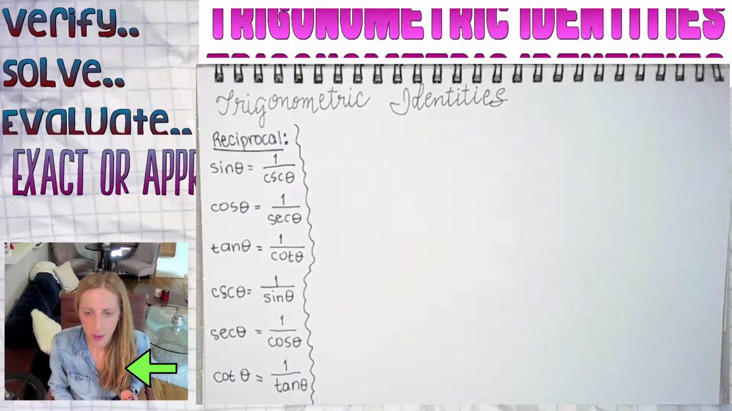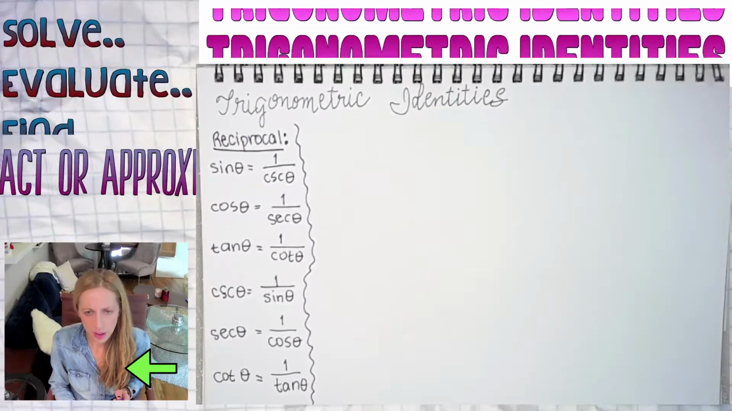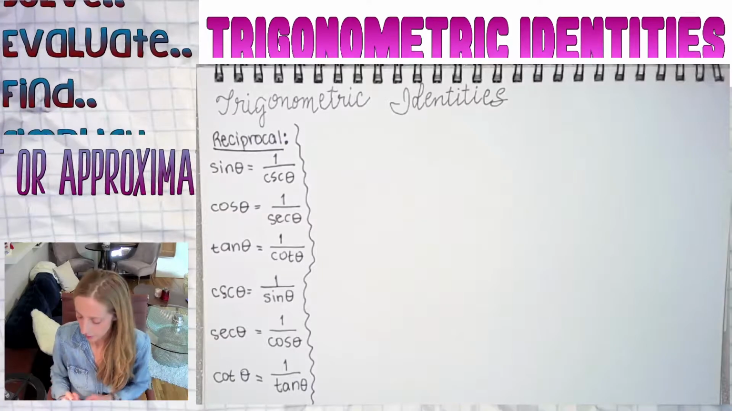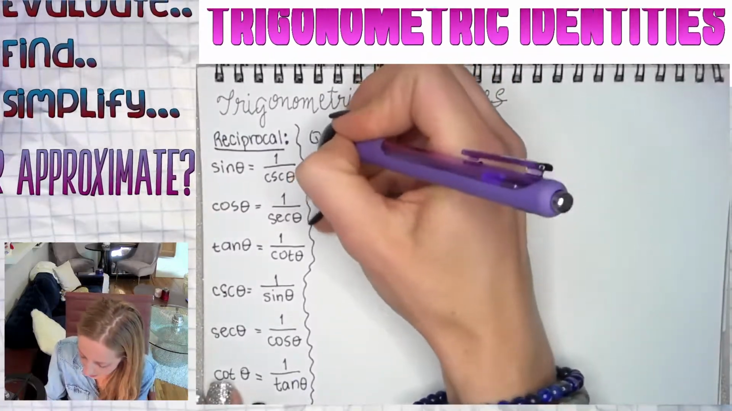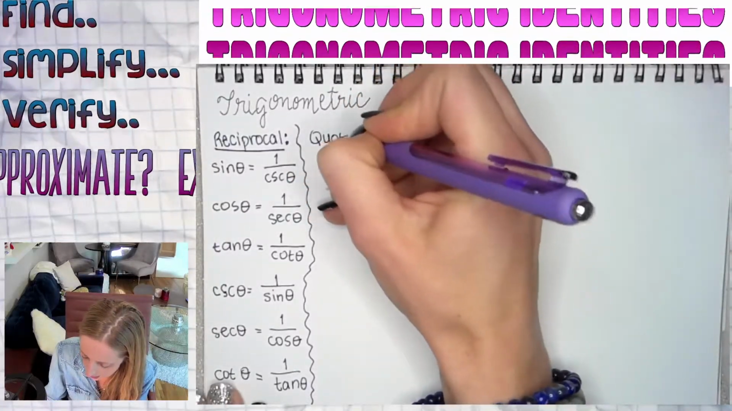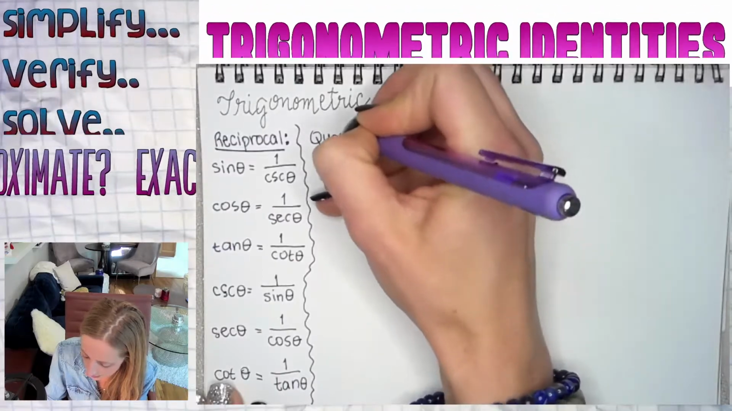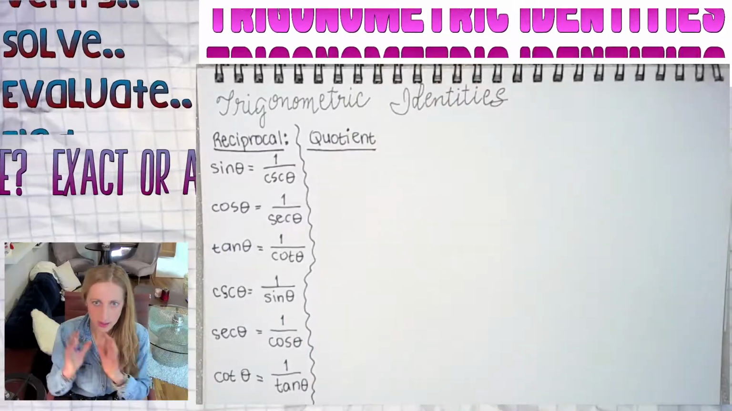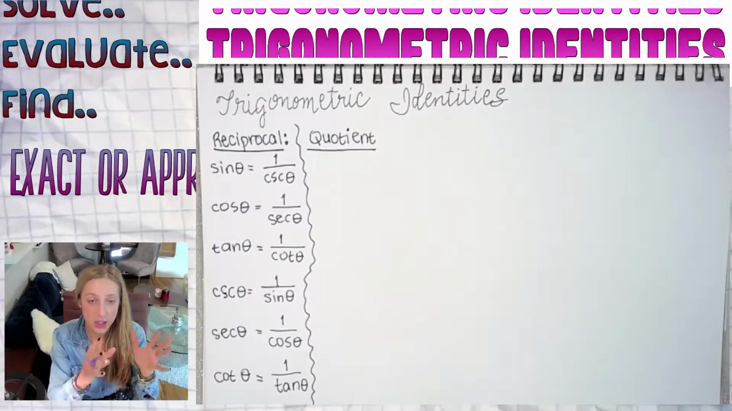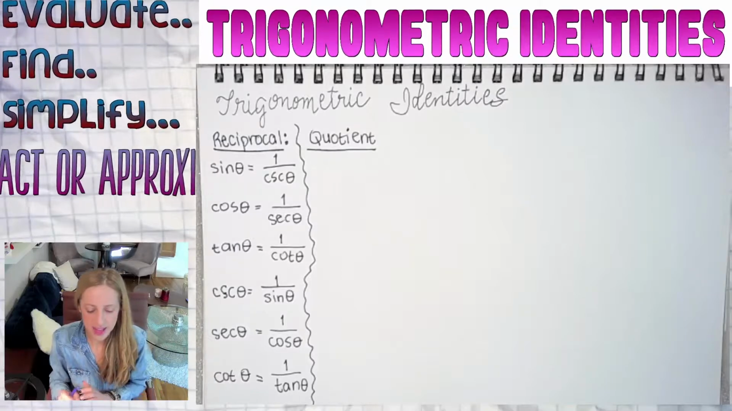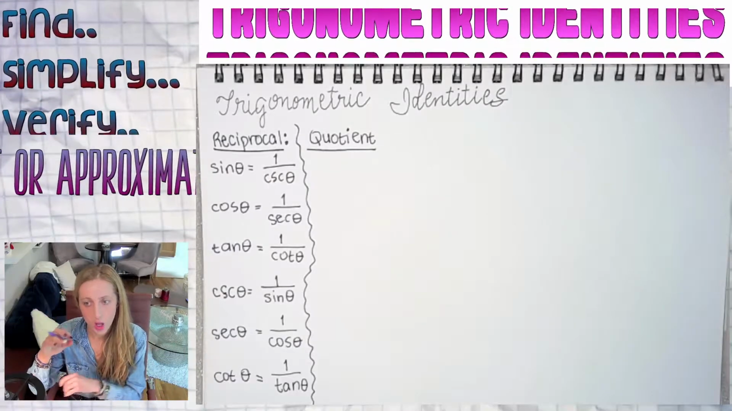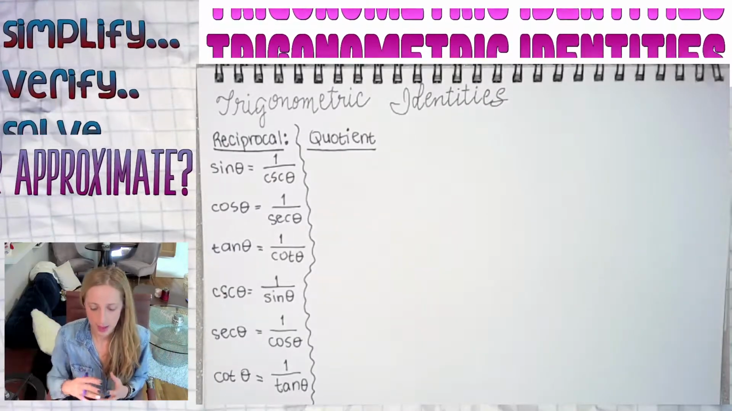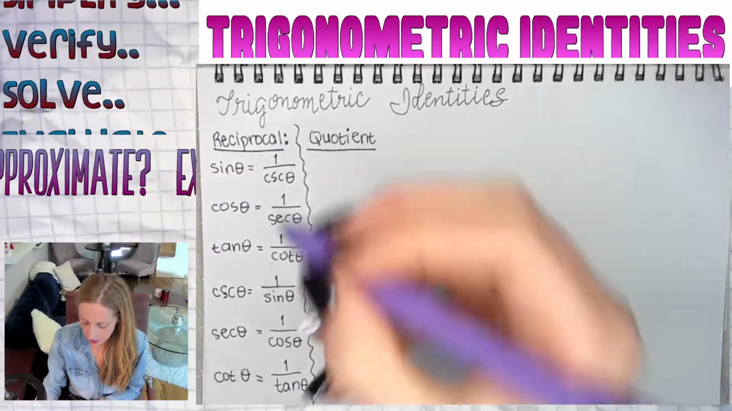Next, the next set of identities we looked at were the quotient identities. Normally we just look at sine over cosine equals tangent, cosine over sine equals cotangent, but I have 2 bonus ones for you. They all equal each other, like a triangle of things that they all equal.